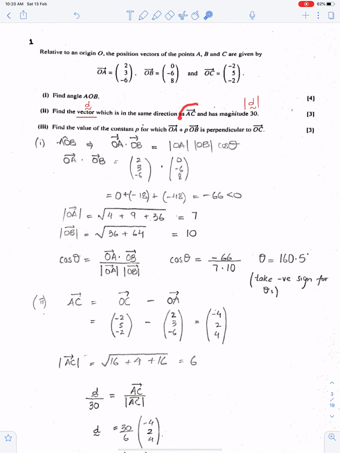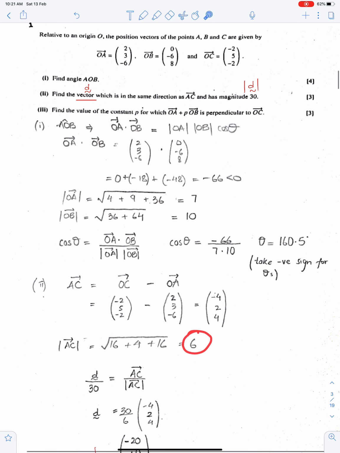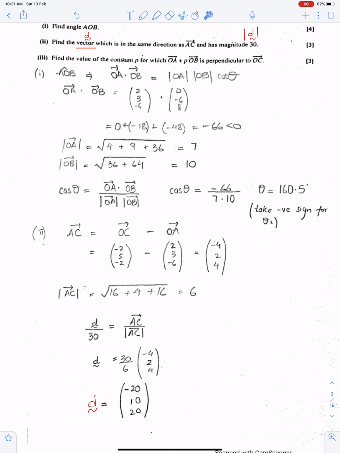Number 1, get the vector AC as OC minus OA and then get its magnitude. This is vector AC, OC minus OA, and the magnitude of vector AC is 6. Now by using the ratio method, we need vector D and its magnitude is 30. We have AC and we have the magnitude of AC. So by substituting the values of these three things into this formula, we can get the vector D.